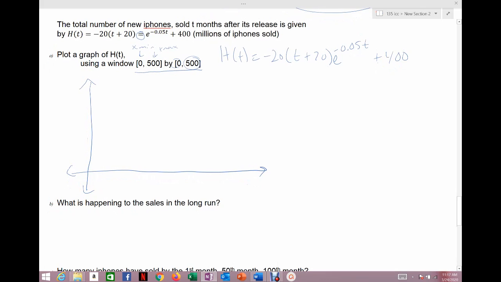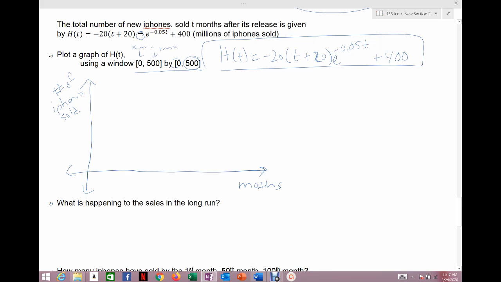Alright, so this function represents the total number of new iPhones sold t months after its release, is given by this equation h of t. Alright, so this is the equation that I'm going to graph using my window, and so this would be months, right, because time is in months, and this would be number of iPhones sold.